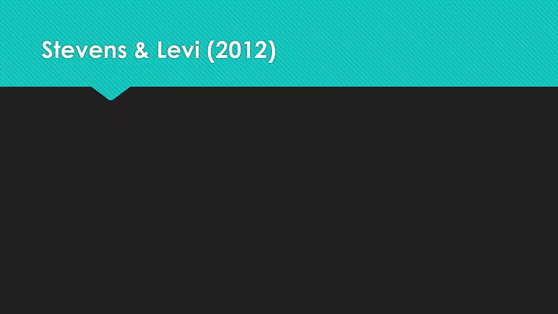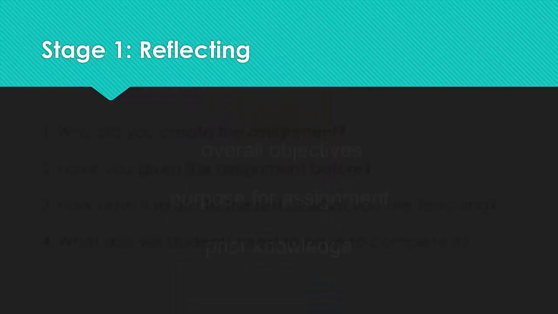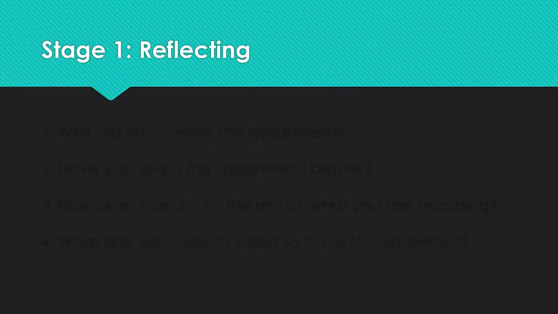Stevens and Levi outline 4 stages in Introduction to Rubrics, an assessment tool to save grading time, convey effective feedback, and promote student learning. Stage 1 is reflecting. Think about the overall objectives for the class, the purpose for the assignment, and the student's prior knowledge. With an assignment in mind, answer these 8 questions.